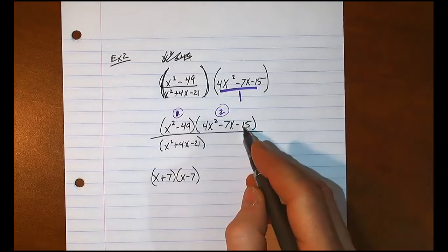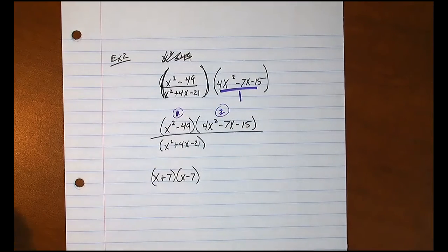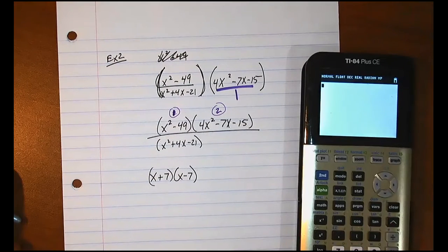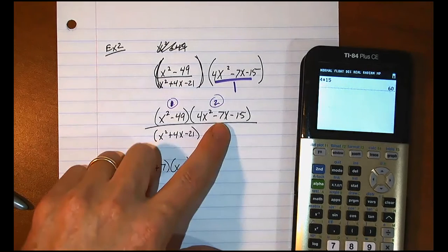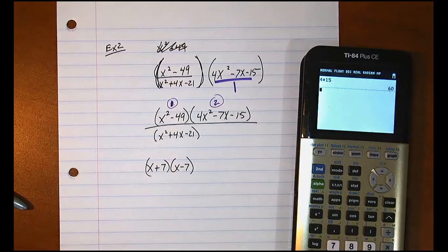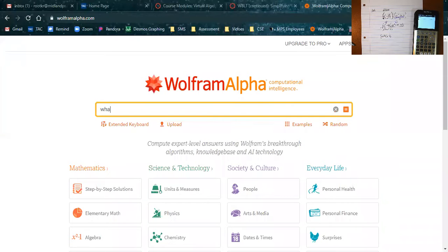So these are not perfect squares, so I'm going to have to multiply 4 times 15. Well, 4 times 15, I believe that's 60, right? Yep, 4 times 15 is 60. So now I need all the factor pairs of 60, and I need to find specifically the ones that add up to be 7. So this is where I would go to Wolfram Alpha, and I would just type in the question, what are the factor pairs of 60?